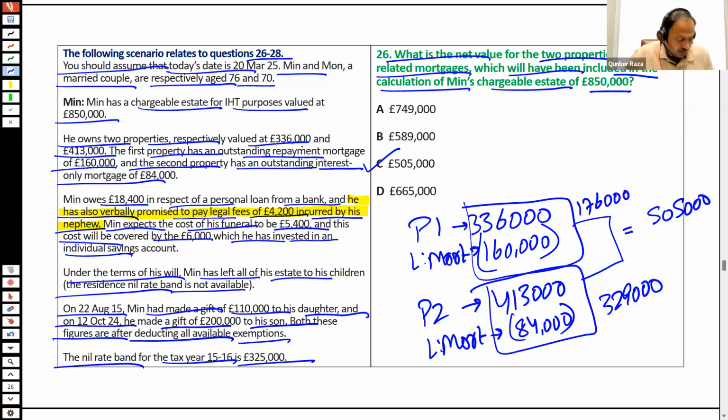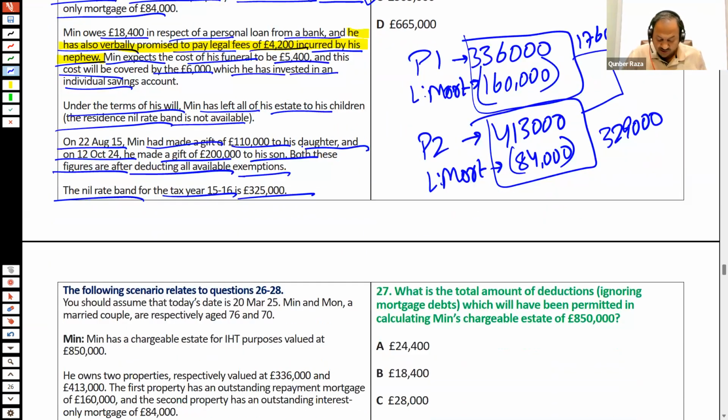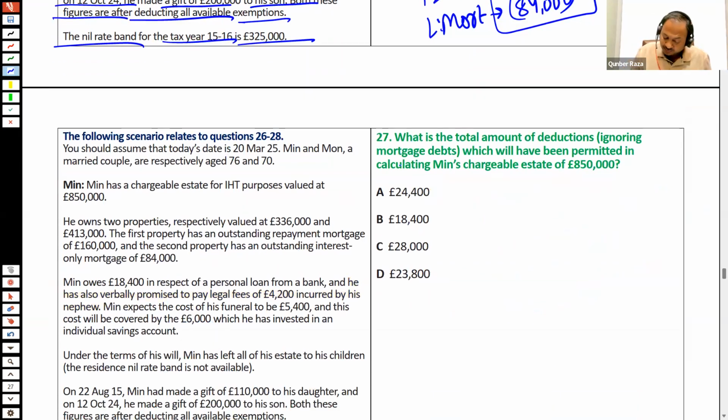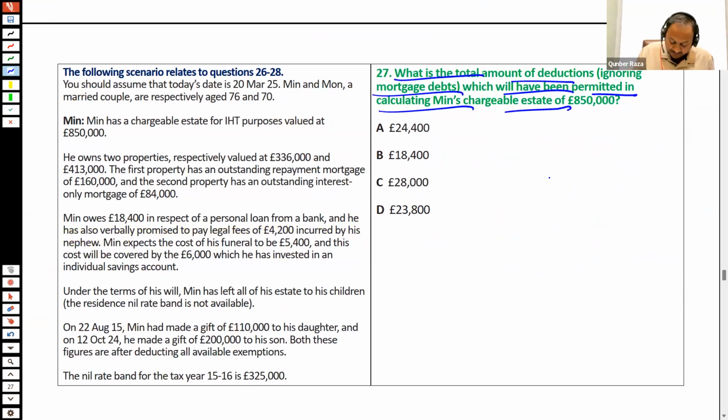Done. I'm not spending too much time continuously asking. I'm moving forward. I'm a bit cautious of time as well. So we have a total of 45 questions to cover and I'm at 27. What is the total amount of deductions which will have been permitted in calculating Min's chargeable estate of 850?